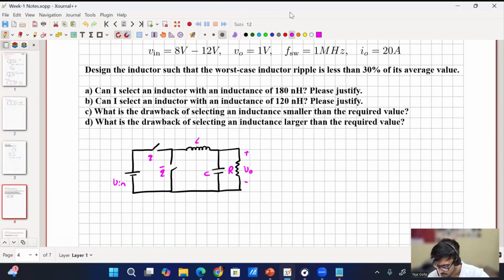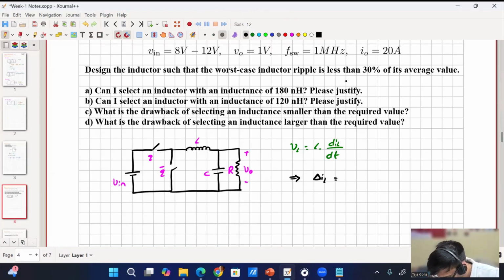ΔIL equals ΔV_in by ΔIL into Fs. Okay, just a minute. I'll write first VL equals L into dIL by dt. Now tell me, ΔIL is equal to ΔV_in by ΔI into L, Fs into L.